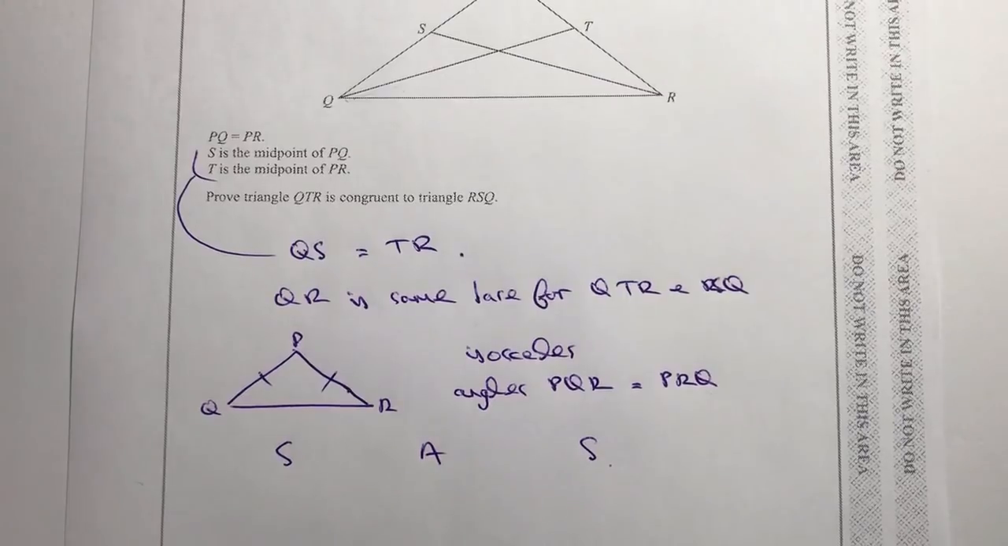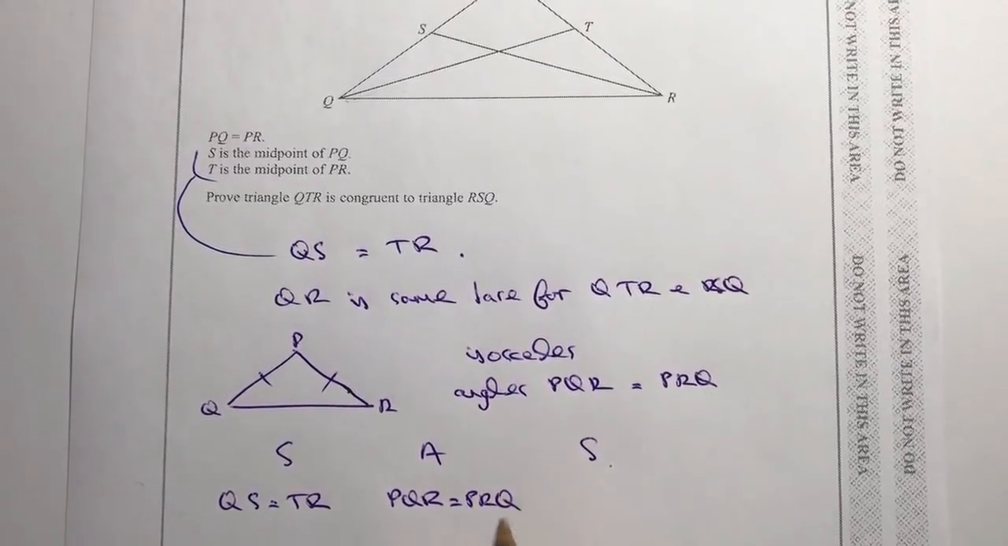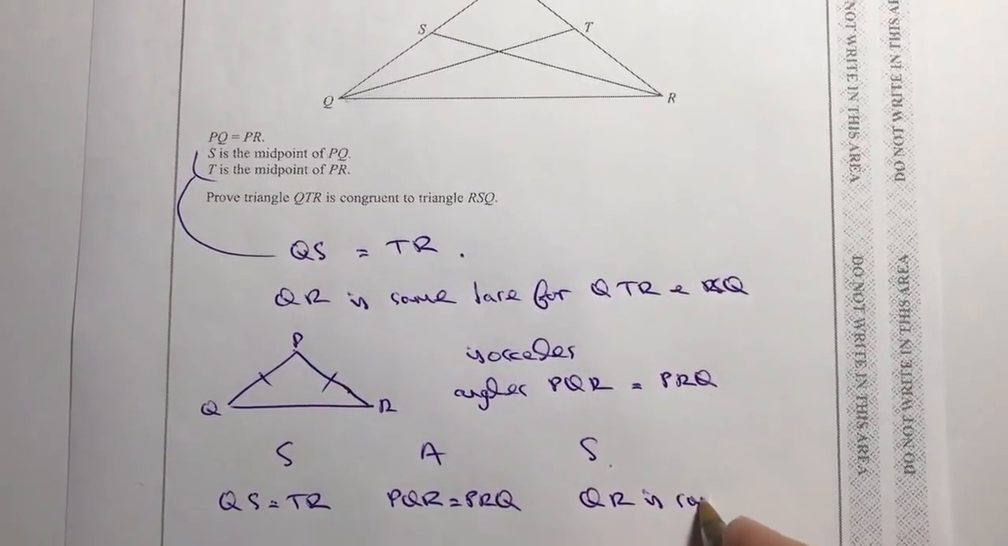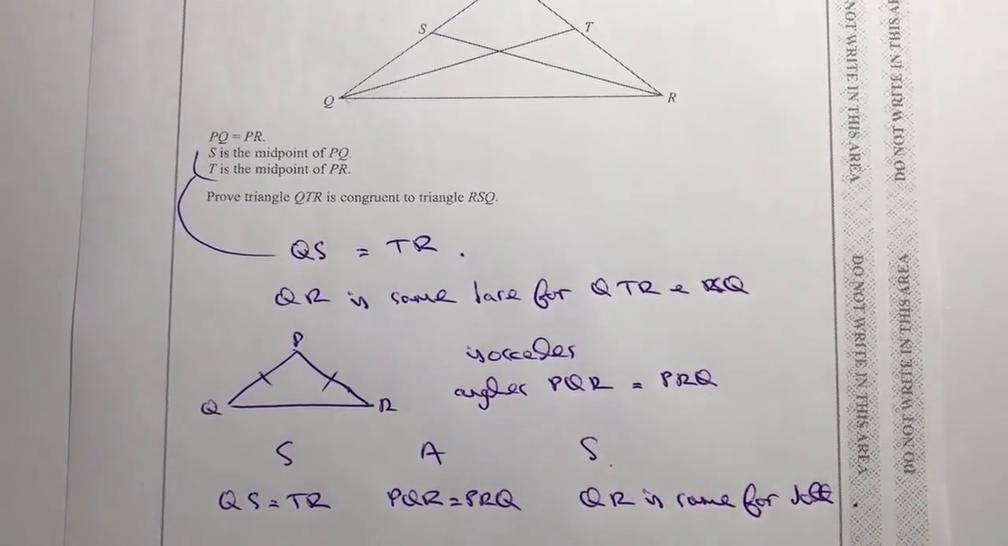Okay, so the first proof is that QS equals TR. That's the first proof. Then the second proof will be angles PQR equals PRQ. And then the final proof is that the base, QR, is the same for both. Okay, and therefore you've proven that these two triangles are congruent, or the same as each other.